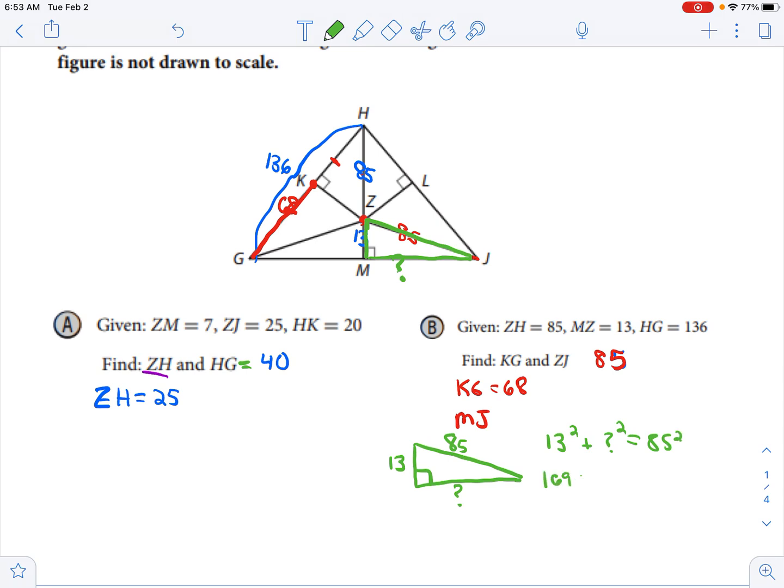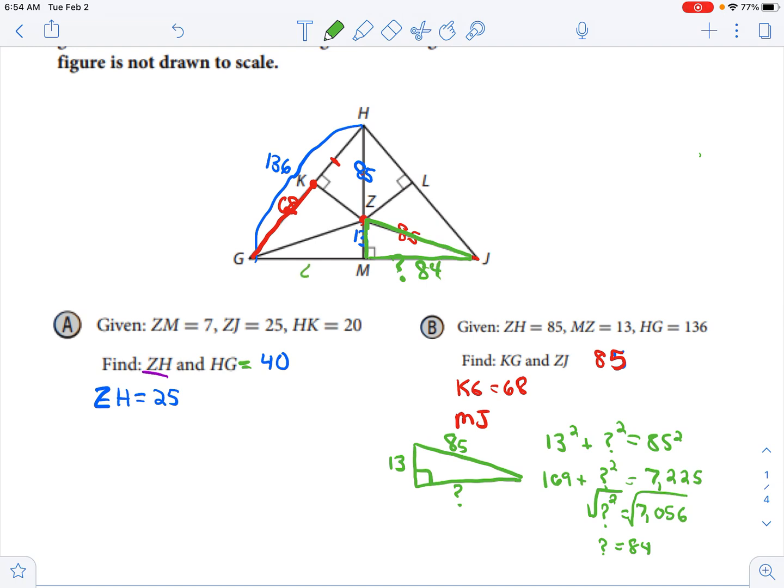So that's 169 plus our question mark squared equals 85 squared, which is 7,225. So then we subtract the 169. And so we get here, squared equals 7,056. So then from there, we have to take the square root of it. And the square root of 7,056 is 84. So this side right here, m to j, would be 84.